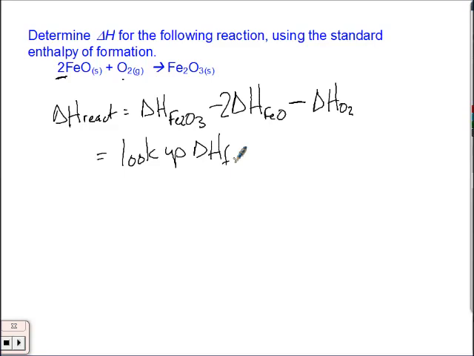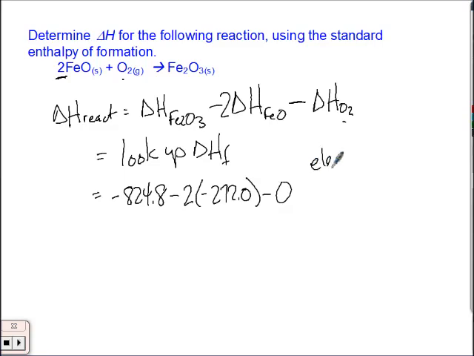So once I've looked these up, I'm going to plug the numbers in. Fe2O3 is negative 824.8. I'm going to subtract 2 times the negative 272.0. I'm also going to subtract oxygen. If you don't find an element listed, it's 0. Remember, elements are always 0. So sometimes you may not see an element listed on your table, but just remember they're always 0.